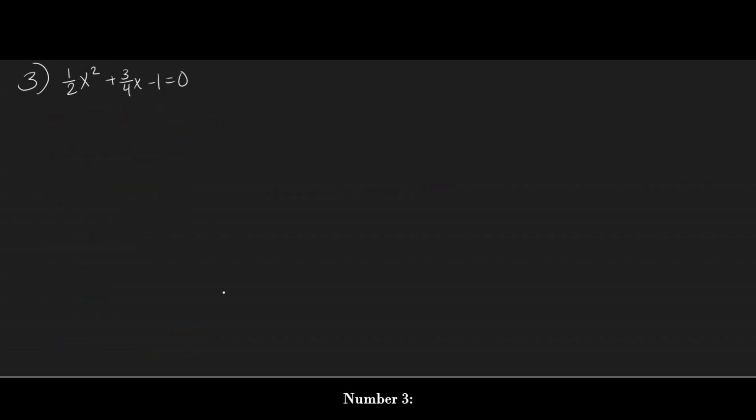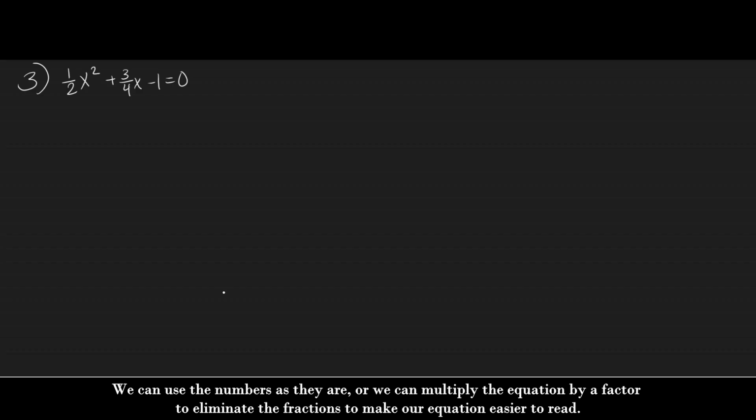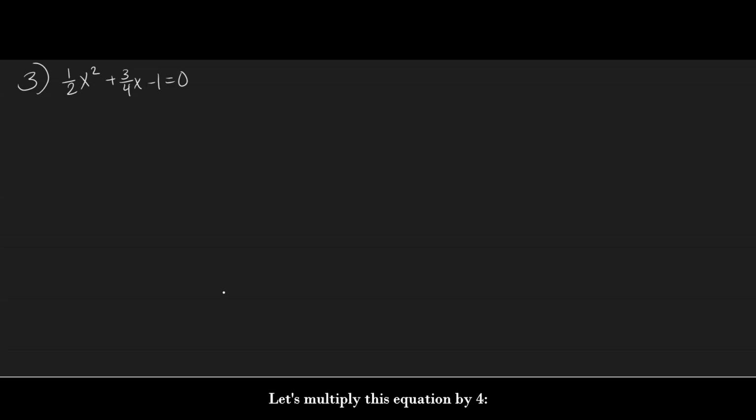Number 3. 1/2 x squared plus 3 over 4 x minus 1 equals 0. Our quadratic equation here has several rational numbers as coefficients. We can do one of two things. We can use the numbers as they are, or we can multiply the equation by a factor to eliminate the fractions to make our equation easier to read. Let's multiply this equation by 4. 2x squared plus 3x minus 4 equals 0. Now let's use the quadratic formula.